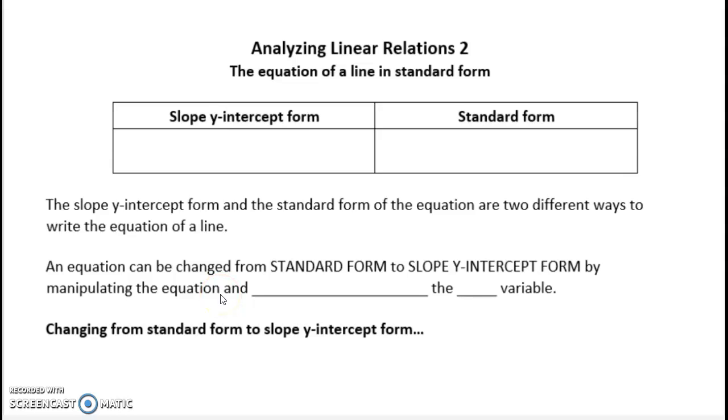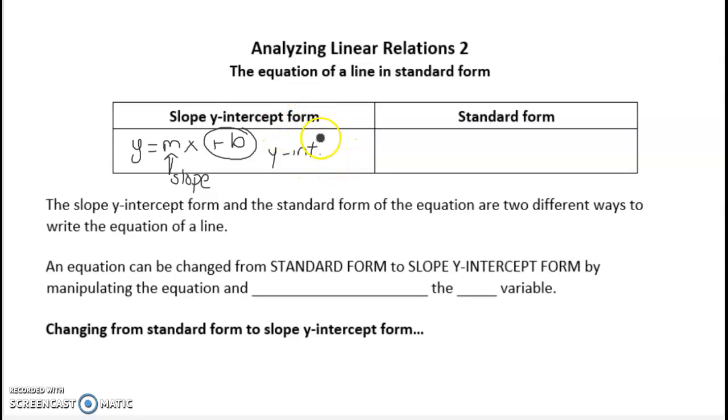Okay, so today's lesson is on analyzing linear relations 2. So the equation of a line in standard form. So earlier we had worked on slope y-intercept form. That is when you have y equals mx plus b, okay? M is your slope and b is your y-intercept.